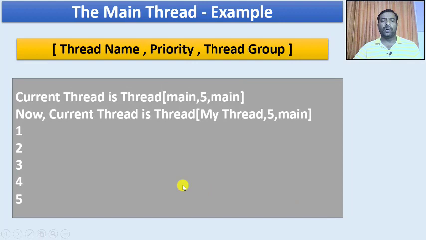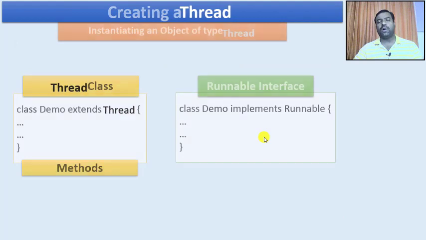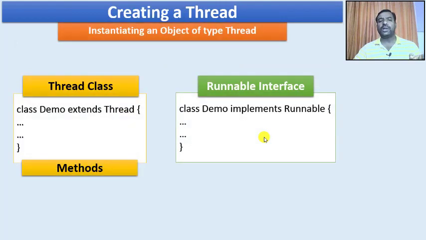Now if I talk about this output and these three parts, as I mentioned, the first one is the thread name, next is the priority, and next is the group to which the thread belongs. Yes, you need to understand what values I'm going to print when I'm printing a thread.